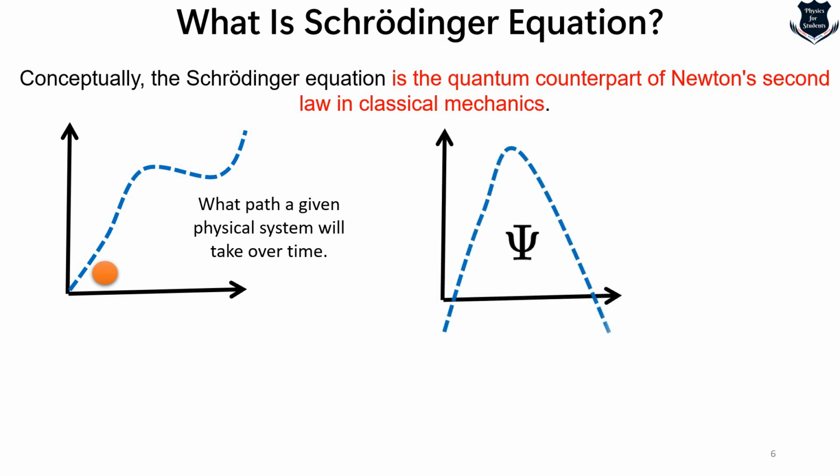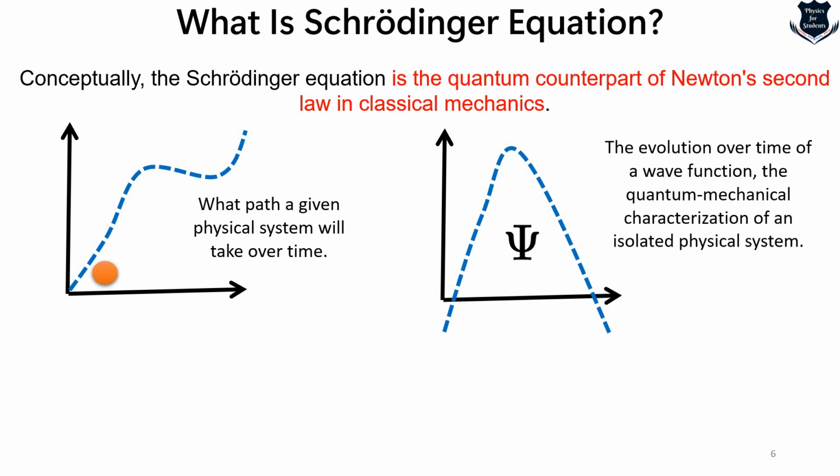And if I get a kind of a wave, or I would say a probability distribution over here, then the psi, the wave function, actually tells the evolution over time of the quantum mechanical characterization of an isolated physical system. So you can see that this is also predicting something, where the path or where the particle would go. Here also it is telling something, that through time what the quantum mechanical system will evolve into.